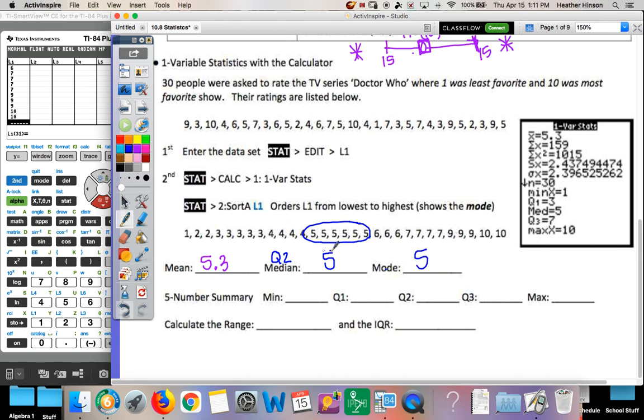So you can put them in order so your table can tell you the mode. Again, the mode's not going to be in the calculator. This is just which one has the most numbers in it. And the most were 5.